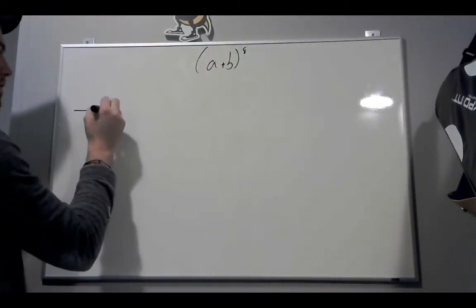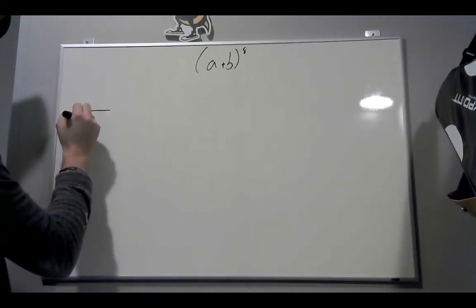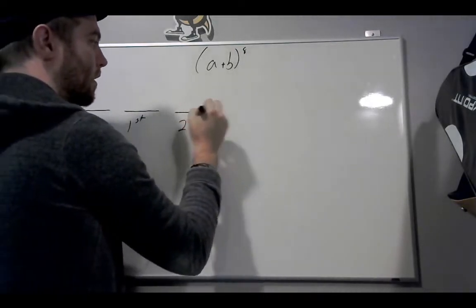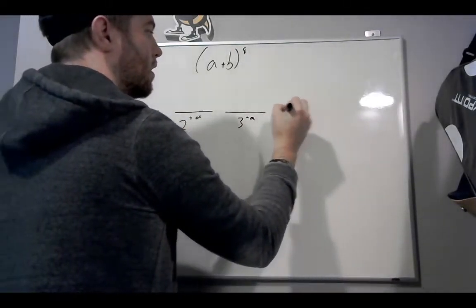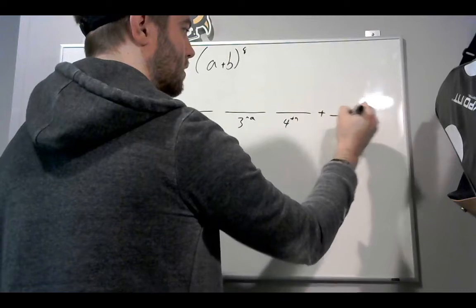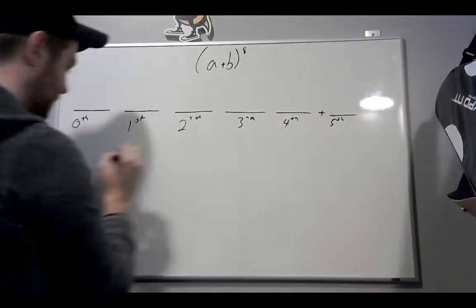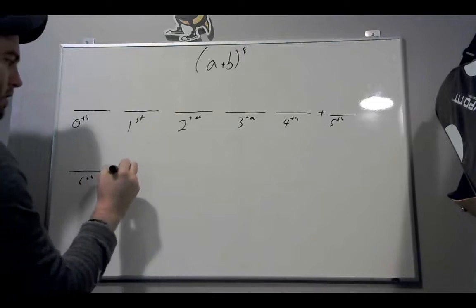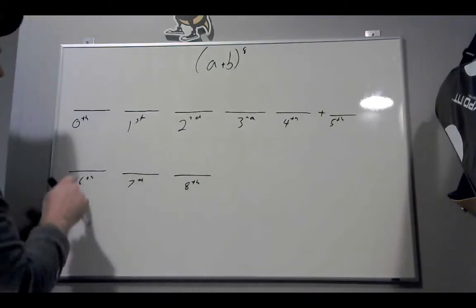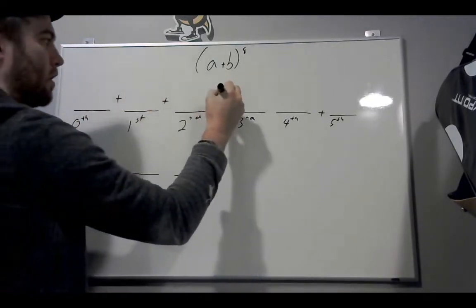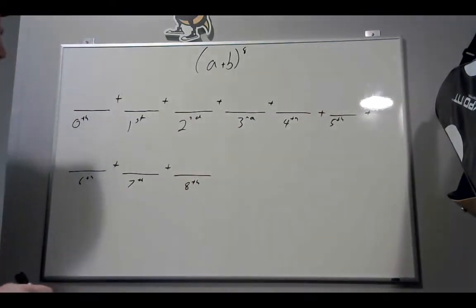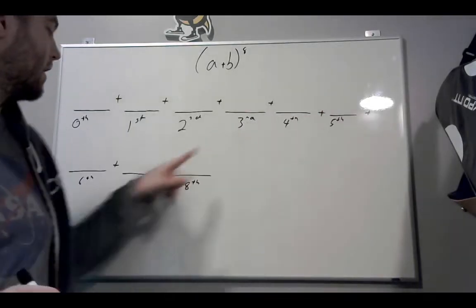So we have here, this is going to be my 0th, 1st, 2nd, 3rd, 4th, and I've run out of room, 5th, 6th, 7th, and 8th. So I have 9 different terms here. So we have 0, 1, 2, 3, 4, 5, 6, 7, 8.